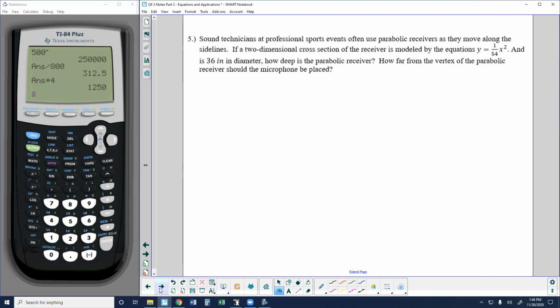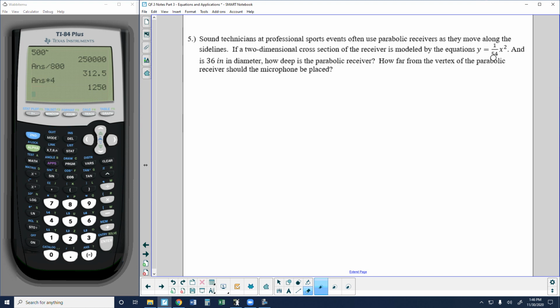How far from the vertex of the parabolic receiver should the microphone be placed? So you guys, if you watch the NFL, you've probably seen these, especially now. You can hear them. They're like the big shields that the guys carry around, and they've got a little microphone sticking out of them, and they can hear everything from the field using those things. We're just dealing with a cross section of this.